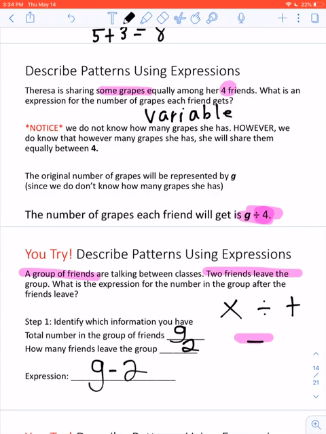We don't know how many friends are in the group. That's what the G represents. And the -2 represents the 2 friends that left. The 2 would be the constant, doesn't change. The G would be the variable because it does change. We don't know how many people are in the group of friends.